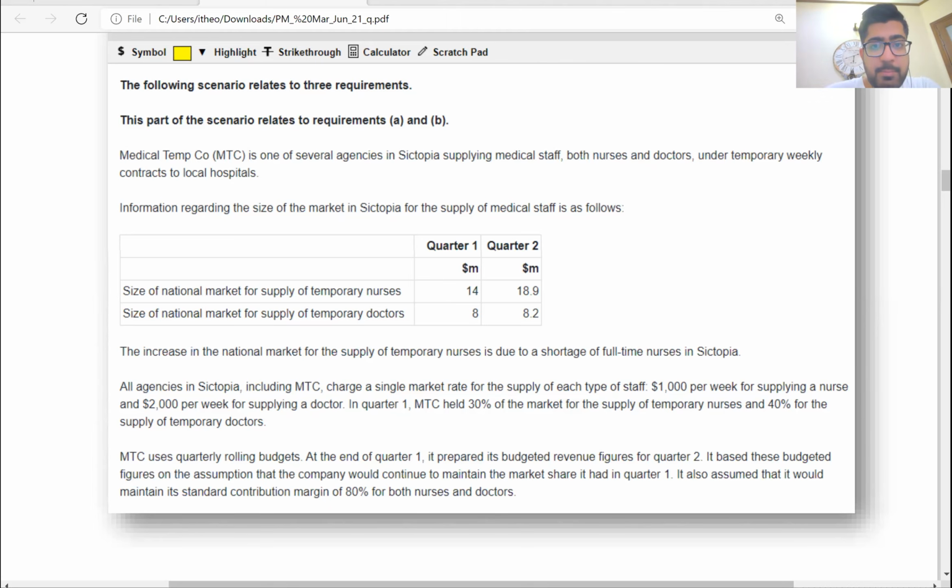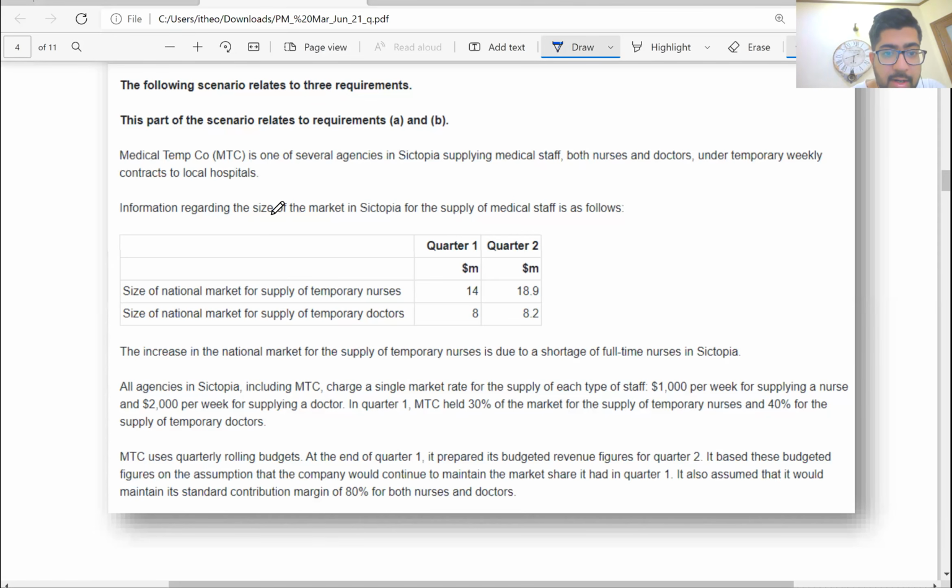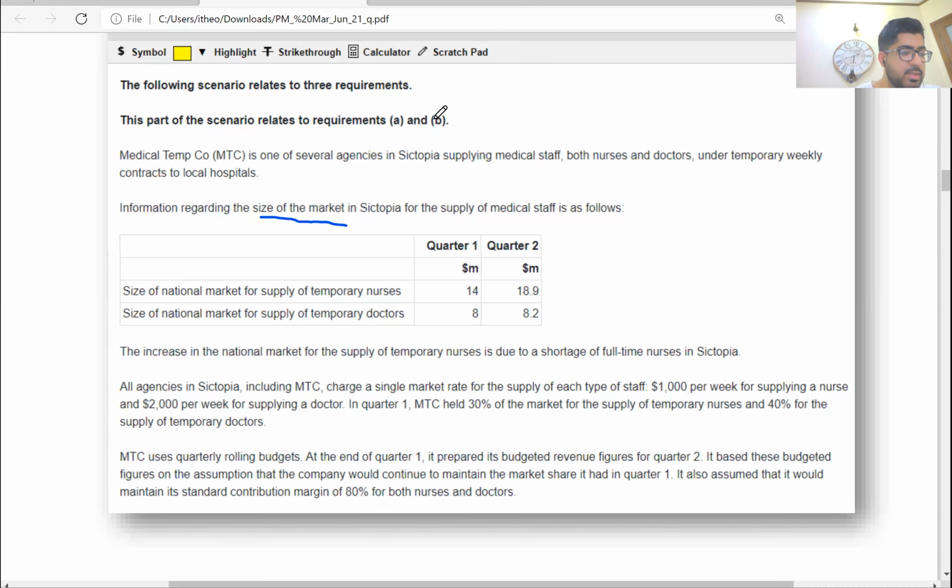So Medical Temp Company, MTC, is one of several agencies in Sectopia supplying medical staff, both nurses and doctors, under temporary weekly contracts to hospitals. Information relating to the size of market in Sectopia for the supply of medical staff is as follows. Now, this is the information regarding the size of market in Sectopia.